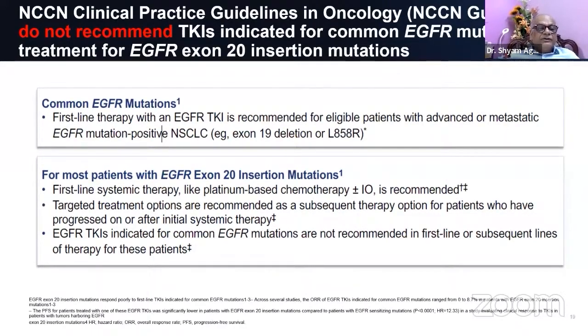So therefore, in view of these kinds of results and data, for common EGFR mutations, the TKI is recommended for patients in the first line, but for patients with exon 20 insertion mutation, systemic therapy like chemo with or without IO is recommended. And of course, as I said, the guidelines have changed. Maybe these are old slides which have been given to us. Next slide.